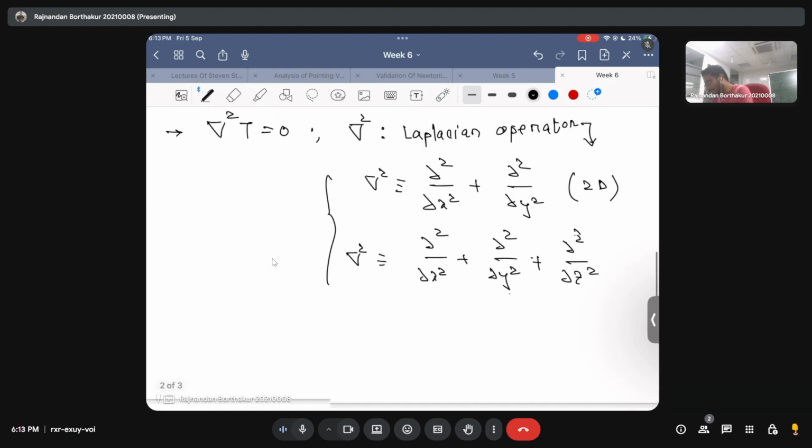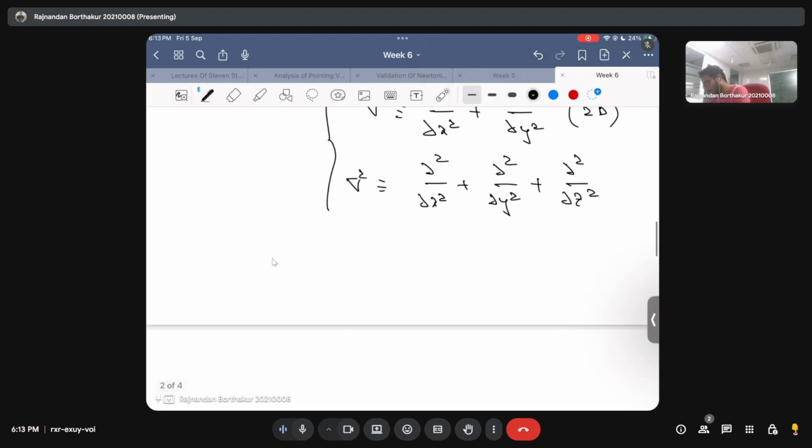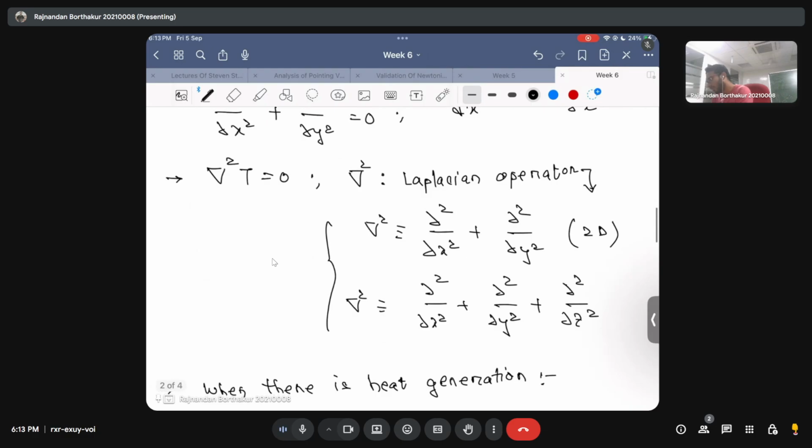Now, a second instance is where you can have a 2D heat transfer problem with heat generation. Of course, you need to understand a couple of things here before actually going on to heat generation, which is that this Laplacian equation for temperature, in the case when there is no heat generation and it's a steady state conduction that we are looking at, is a linear equation.